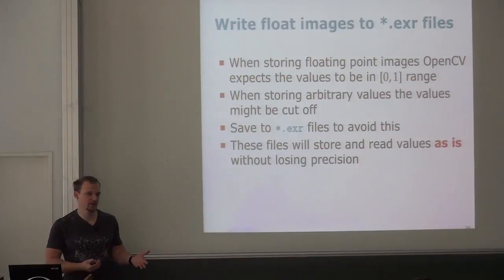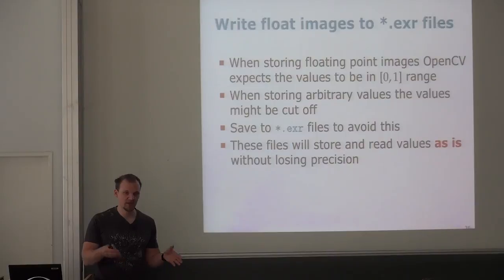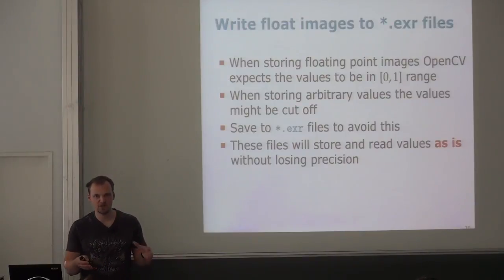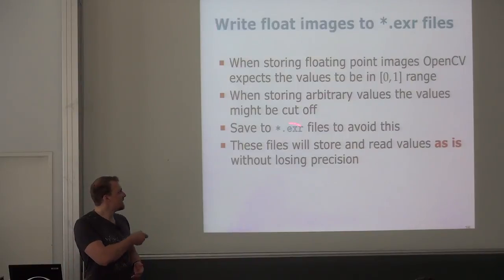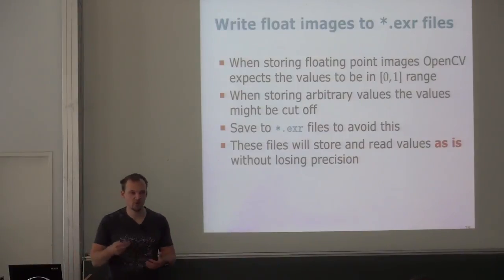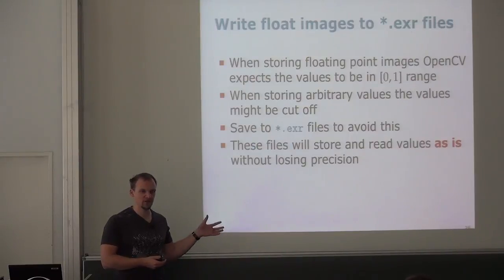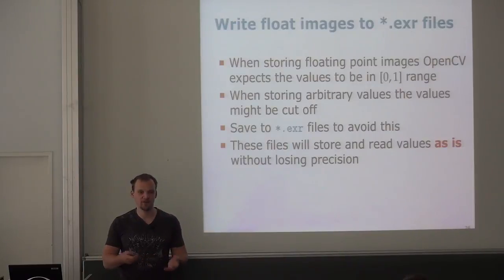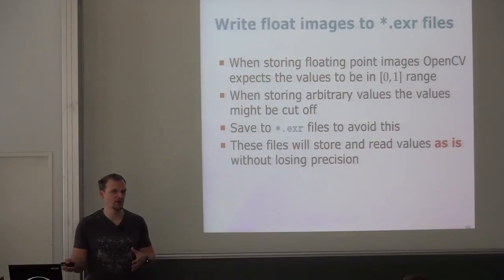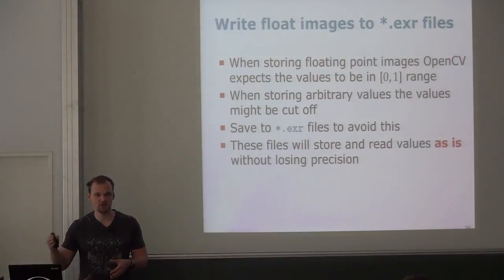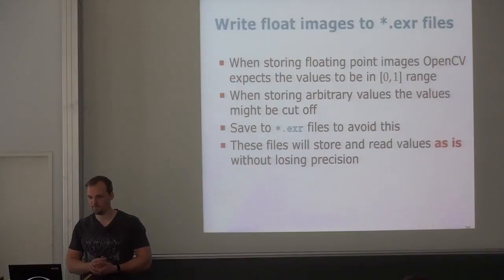The solution to that is to save them not as an image, but as some other file, which is also supported by OpenCV. You can just store them to EXR files. It's an open format to store data, and OpenCV supports it. You can store any floating point numbers in those EXR files using imwrite, and then you can load them with imread. Just make sure you're using the unchanged specifier.